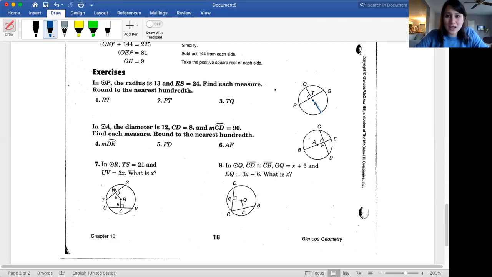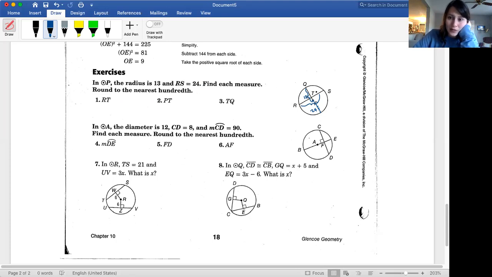So this says the radius is, like, QP, this whole segment here is, sorry, not 3, it's 13. And then RS, this whole entire segment here is 24. Okay, so let's talk about what we need to find, and then I'll kind of guide you through this. So find each measure, round to the nearest hundredth.